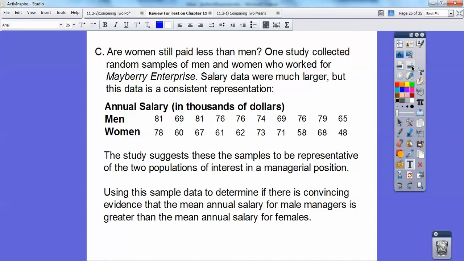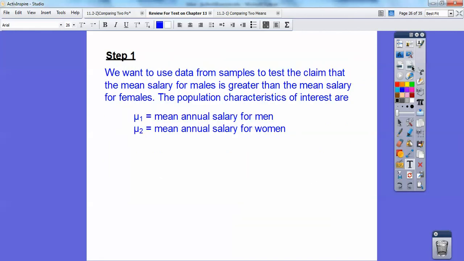The study suggests the samples to be representations of the two populations of interest in a managerial position, using the sample data to determine if there is convincing evidence that the mean annual salary for male managers is greater than the mean annual salary for females. So step 1, we want to use this data from the samples to test the claim that the mean salary for males is greater than the mean salary for females. The population characteristics of interest are the first mean, the mean salary of men, and the second mean, the mean salary of women.